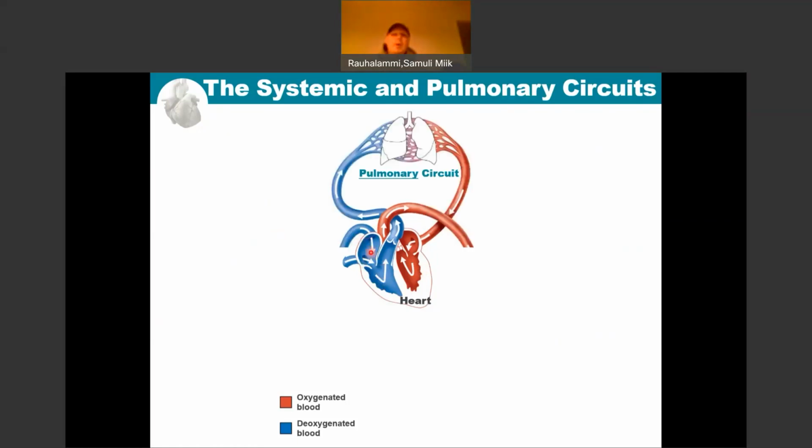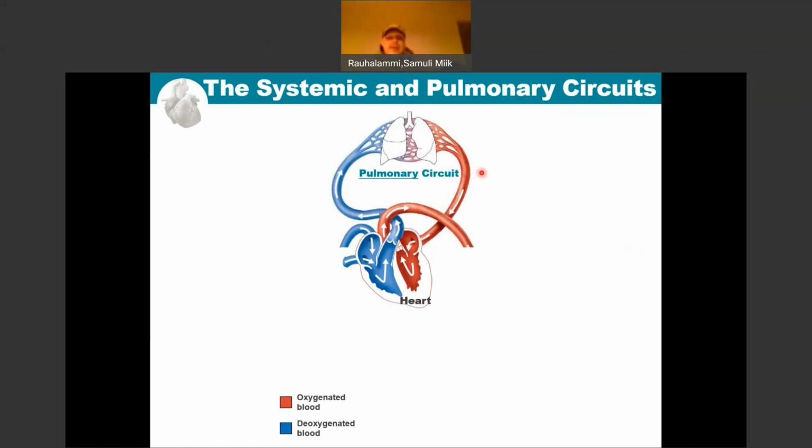So blood from the right-hand side of the heart will travel to the lungs, get reoxygenated there, and return back to the heart rich in oxygen. This loop going from the right side of the heart to the lungs and returning back to the left side of the heart is known as pulmonary circuit or pulmonary circulation, referring to the lungs.